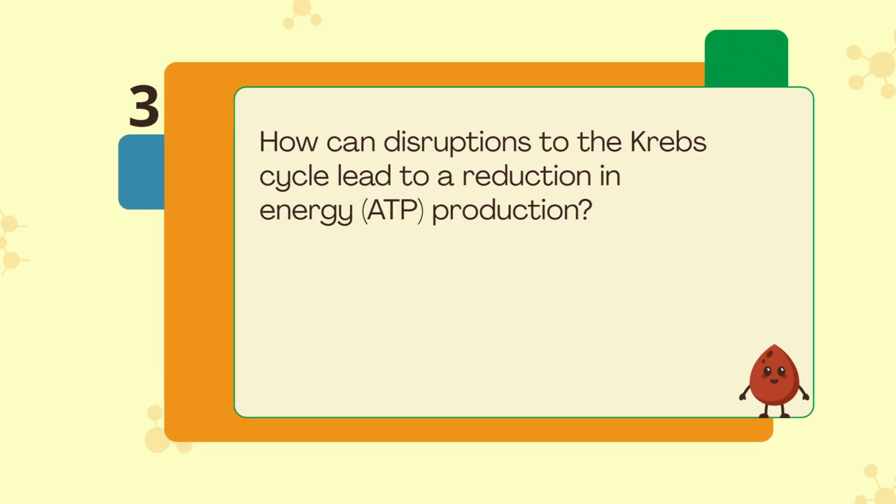Question number three. How can disruption to the Krebs cycle lead to a reduction in ATP energy production?